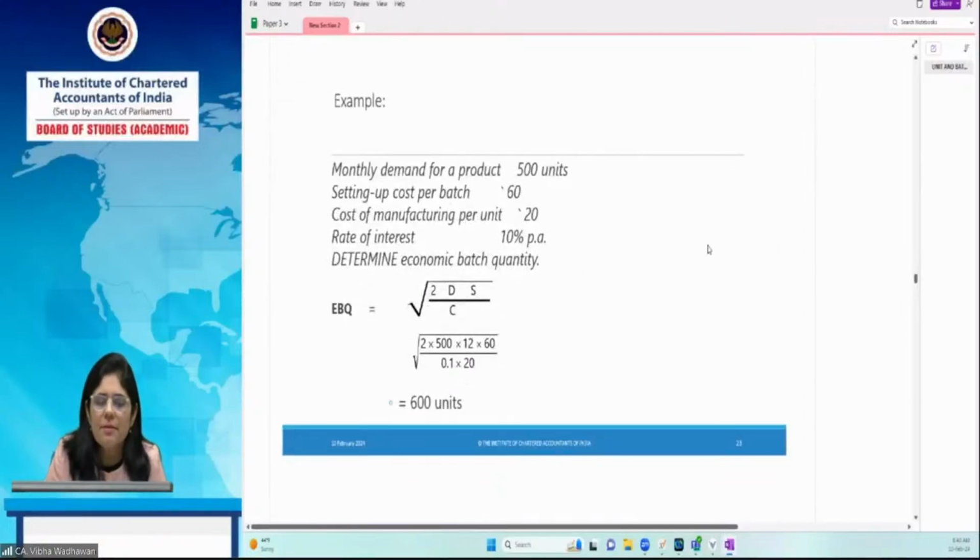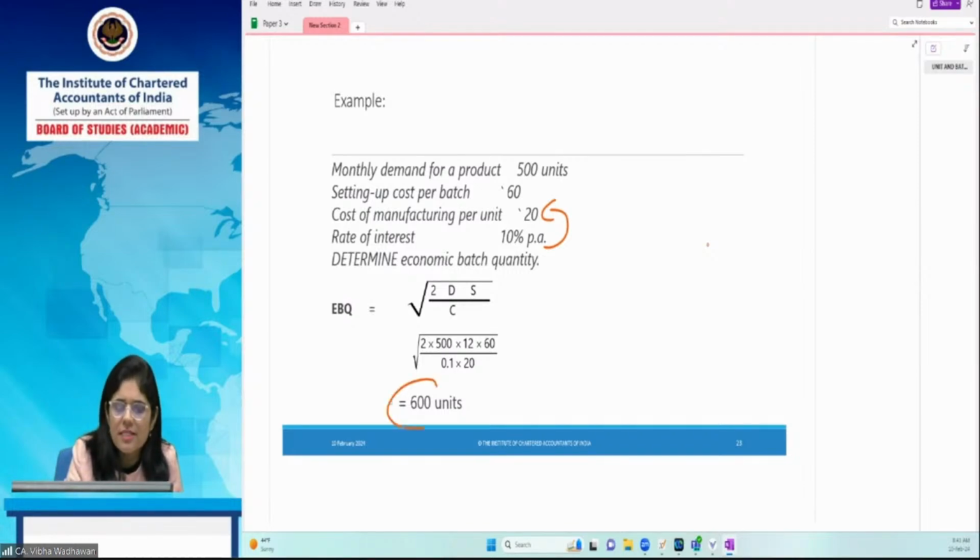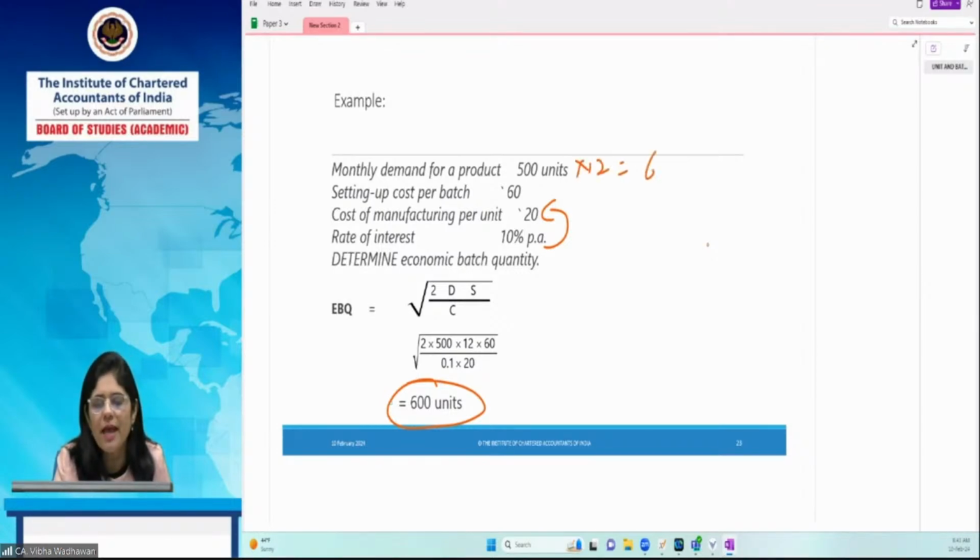Okay, so this is the batch information. Monthly demand 500. Setting up cost 60. Manufacturing cost per unit is 20. Rate of interest 10%. Rate of interest could be the carrying cost, or the holding cost. Clear? So 10% of rupees 20 comes to 2 rupees. So 600 units. The monthly demand you make annual by multiplying by 12. It should be annual, 6,000.